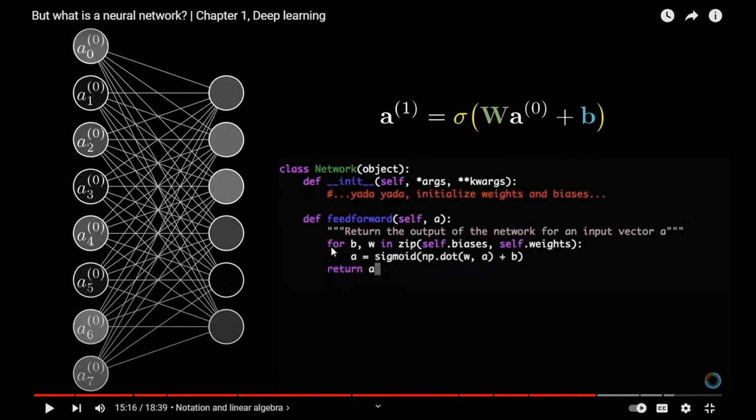In computers, that kind of diagram will not be available. So these values are collected, and those values make up one layer. Return the output of the network for an input vector.